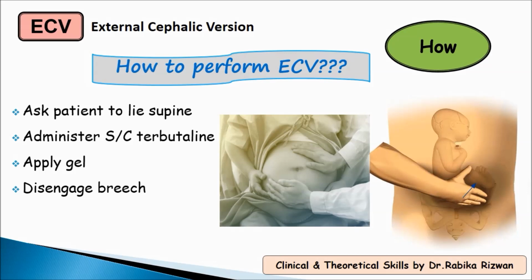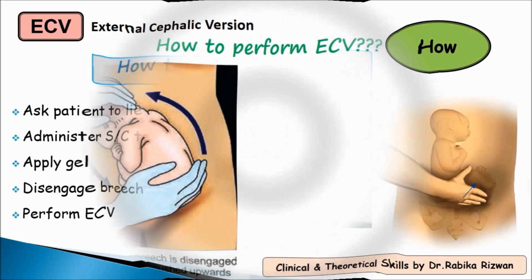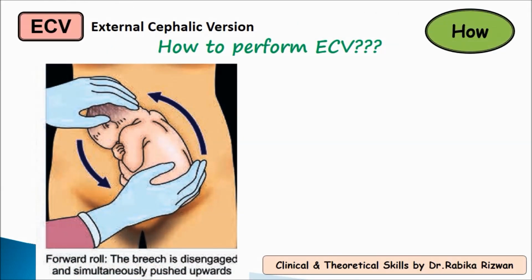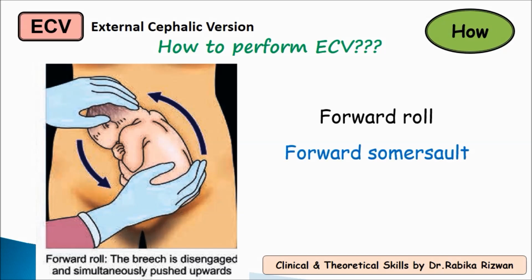Now the first and foremost step is to disengage the breech. Slightly push through the lower abdomen to disengage the buttocks from the maternal pelvis. Only then can you rotate the baby easily. The first technique that I'm going to tell you is forward roll, which is also called forward somersault. If the spine and head of the baby are lying on the same side where the clinician is standing, that is the right side of the mother, forward roll should be performed first, and if the fetal back and head are lying on the opposite side of the clinician or maternal midline, then you should start with the back flip first.